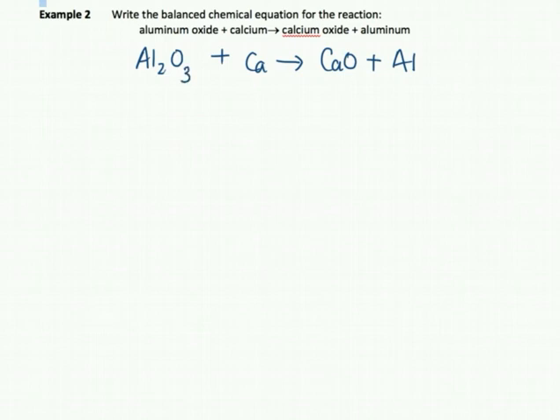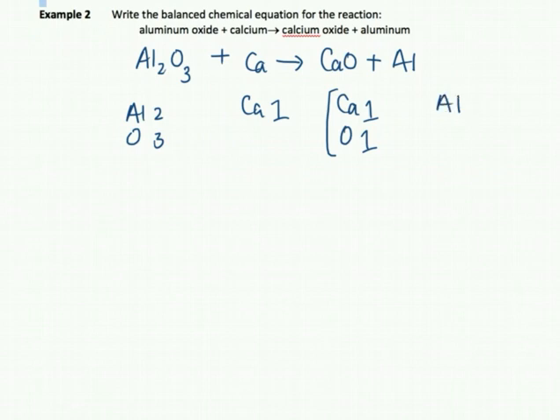Okay, so the numeric way, we got a couple aluminums here, attached with 3 oxygens. Calcium, we have 1. Here we have 1 calcium, 1 oxygen, and then I'm just going to put a little bracket there to show it's the 1 compound. So if you change one, you got to change the other. So same with this one here.